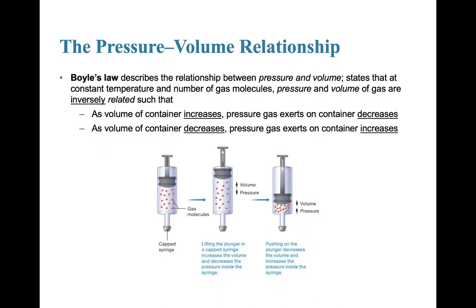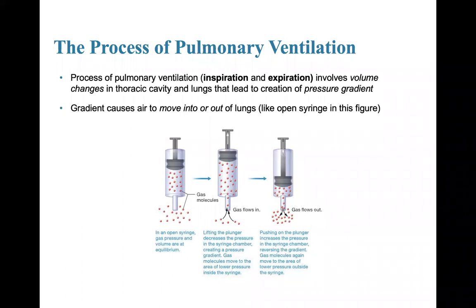So as volume increases, pressure decreases. On the flip side, as volume of the container decreases, the pressure the gas exerts in the container will increase. So as volume decreases, the pressure increases. The process of pulmonary ventilation, which involves inspiration and expiration, involves volume changes of the thoracic cavity, as well as leading to volume changes in the lungs that will lead to a creation of pressure gradients. The pressure gradients will then cause air to move into or out of the lungs.